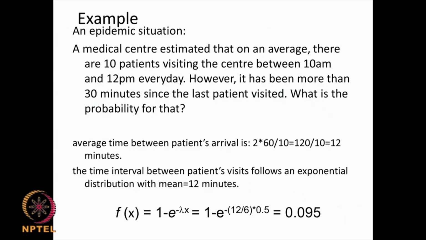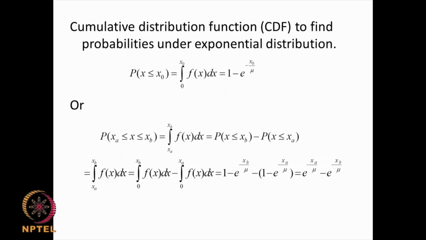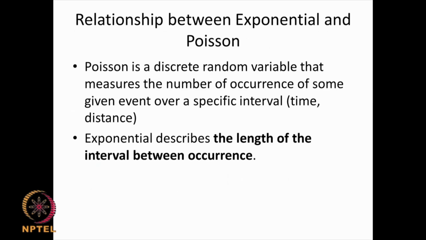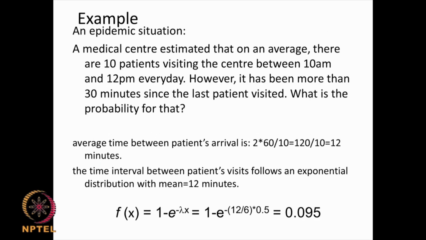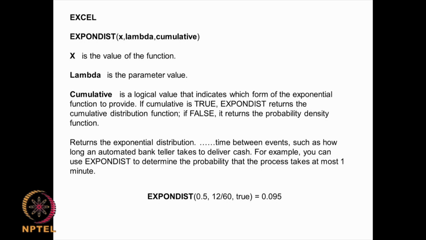Before that, let me also talk about Excel. There is an Excel function, EXPON.DIST, which is given by x comma lambda comma cumulative. Lambda is the parameter value, x is the value of the function. Cumulative, if it is true, gives you the cumulative summation. Cumulative, if I give it as false, then it will return the probability density function at that particular point.